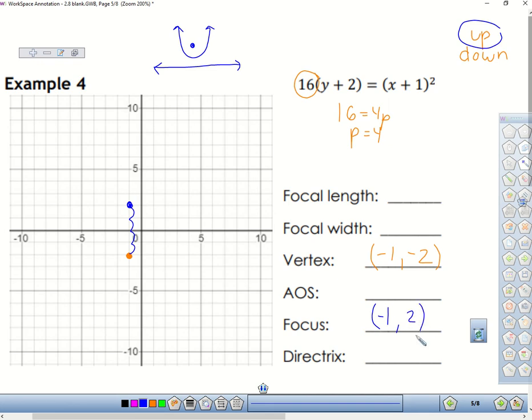That's the coordinates of it. So now we can do our directrix. It doesn't matter what order you go in for some of this stuff. The directrix is always the same amount of units in the opposite direction. So 4 units down.